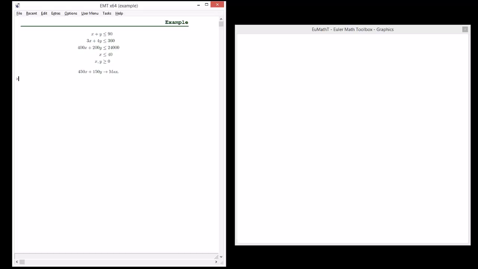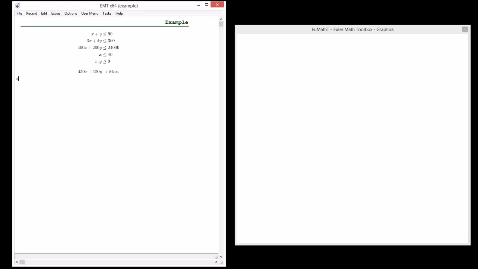In this video, I want to show you how to do linear problems in Euler's Toolbox. Here is a problem, and we will solve it using the simplex function and using a step-by-step calculation. First of all, we have to enter the problem into Euler's Toolbox.